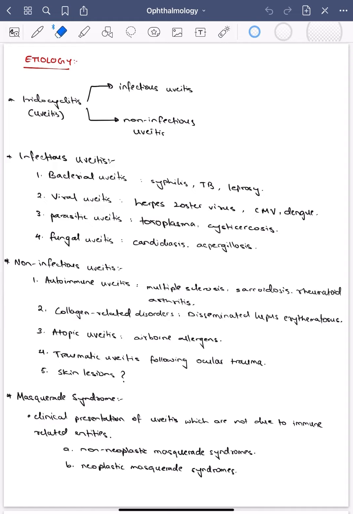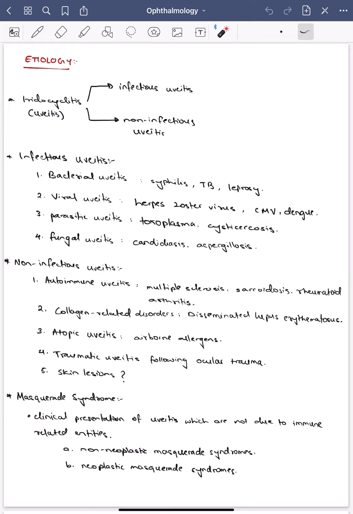Then for autoimmune causes, you have to ask the patient, is there any history of autoimmune disorders like sarcoidosis, or is there any joint pain to rule out rheumatoid arthritis? Then skin lesions like psoriasis or any other skin lesions. So this is the importance of discussing the etiology. So again, just for revision, we have infectious uveitis and non-infectious uveitis. In infectious uveitis, we discussed bacterial, viral, parasitic, and fungal uveitis, and in non-infectious we discussed autoimmune uveitis, the collagen-related disorders, atopic, and traumatic uveitis.